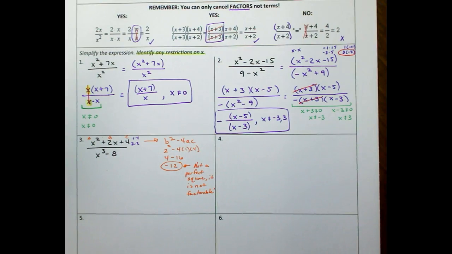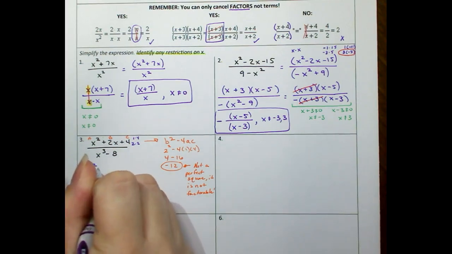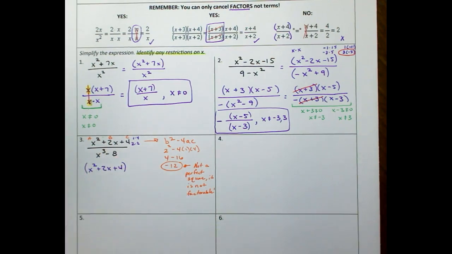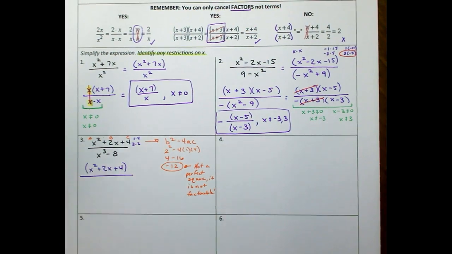Okay, so it's not a perfect square, and it's not factorable. That means the numerator, that lovely quadratic, simply stays as it is. There's nothing we can do with it because it is unfactorable. Now, we talked earlier that our denominator is a difference of cubes. Remember, there's a special pattern to this.